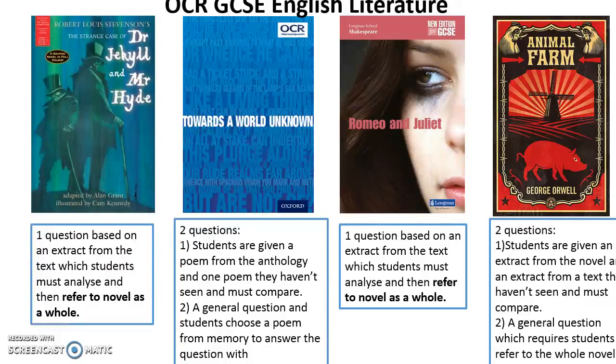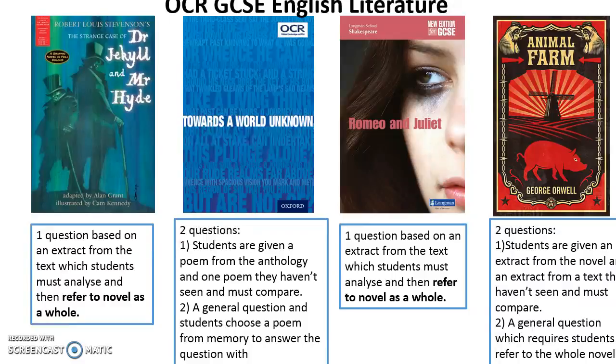And then for Animal Farm, it's very similar to the poetry style questions. There are 2 questions. In the first question, they'll be given an extract from the novel, and an extract from a text that they've never seen before, and they'll be asked to compare them. So it's those comparison skills again. And then in the second question, they'll be asked a more general question, which will require them to refer to the rest of the novel.